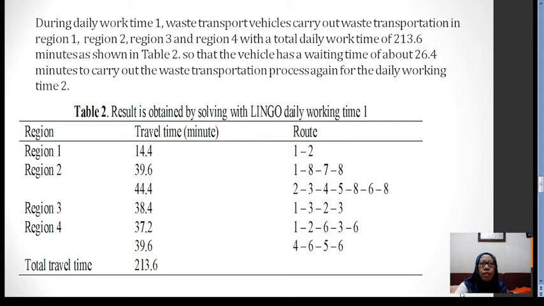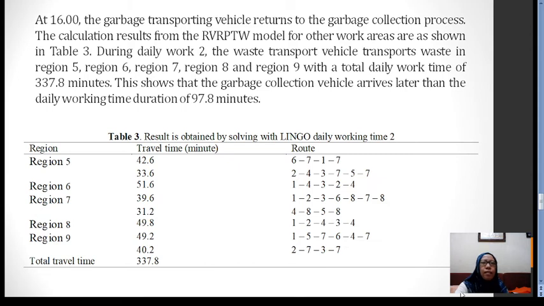During daily work time 1, waste transport vehicles carry out waste transportation in Region 1, Region 2, Region 3, and Region 4 with a total daily work time of 13.6 minutes as shown in table 2, so that the vehicle has a waiting time of about 26.4 minutes to carry out the waste transportation process again for daily working time 2. At 16 o'clock, the garbage transporting vehicle returns to the garbage collection process. The calculation results from the RVRPTW model for other work areas are shown in table 3.